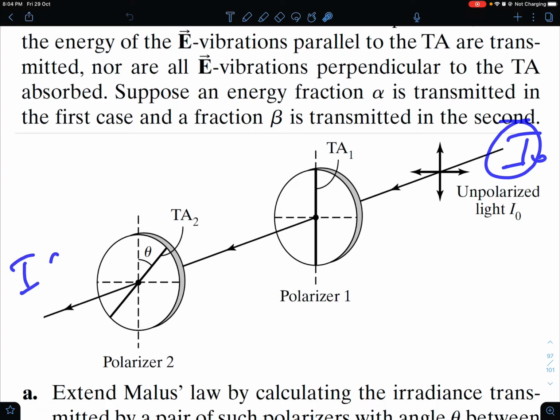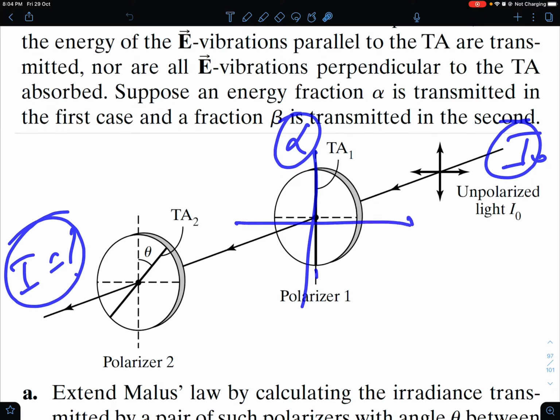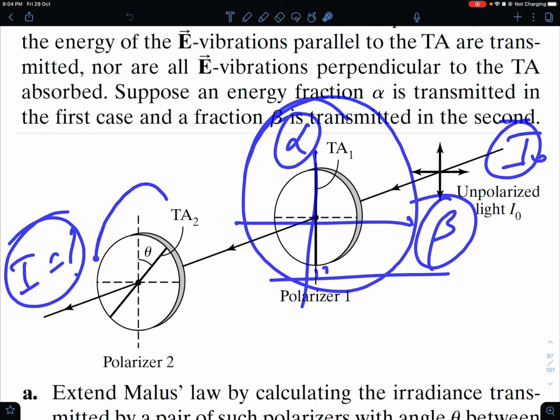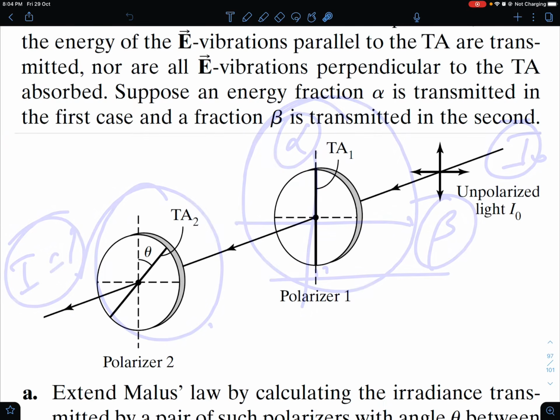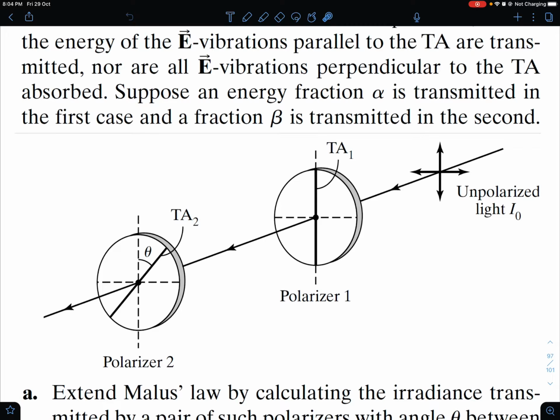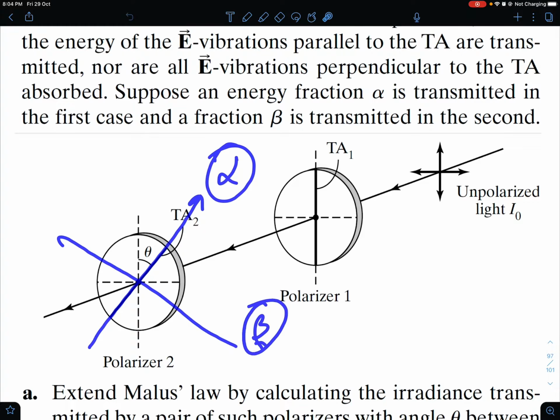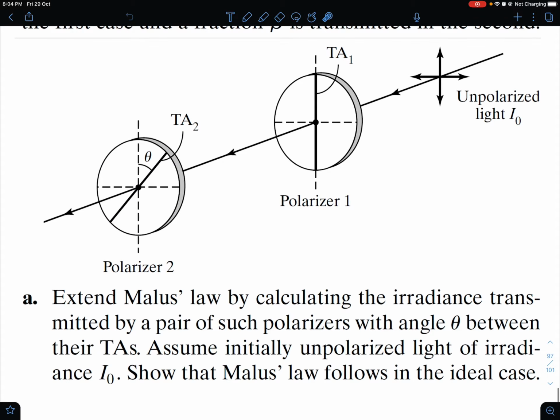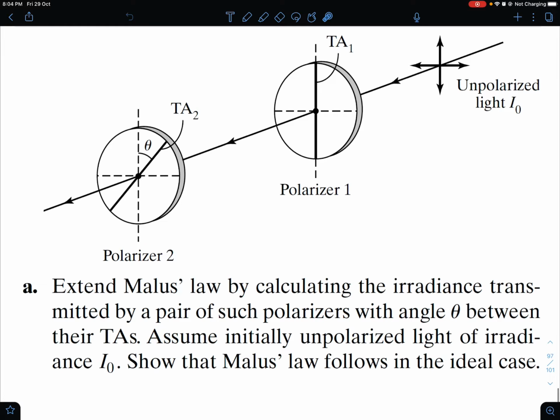But here we have to find out, suppose intensity is I naught here. So what is the intensity over here? We have to find out, assuming here transmission fraction is alpha and in this direction transmission fraction is beta. And not just the first one, the second polarizer also has the same characteristics. That is, in this direction it transmits an alpha fraction and in this direction it transmits a beta fraction. So what is the final intensity? That's what we have to find out.